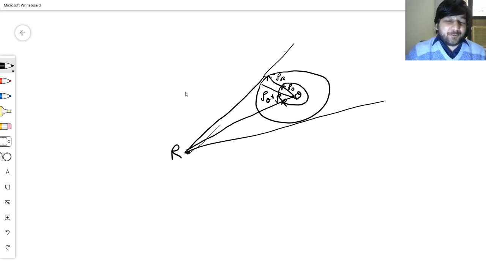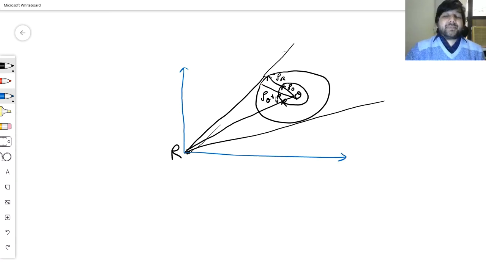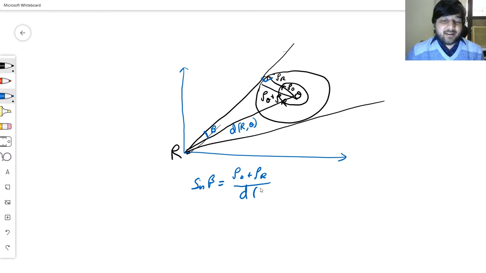And if you want, you can actually measure these two angles. So this is 90 degrees. This is the distance between robot and the obstacle O. So in a right-angled triangle, you know the hypotenuse, you know the perpendicular, and you know the sine formula. So sine of this angle, let's say beta, is equal to rho zero plus rho r divided by the distance between r and o. And by symmetry, this angle will also be beta, and this angle is theta.